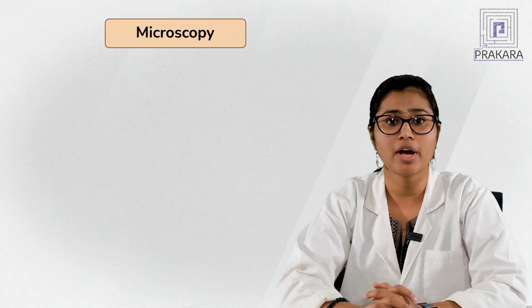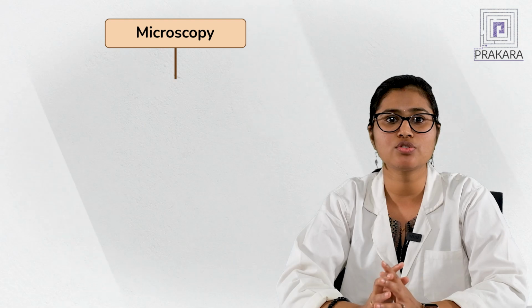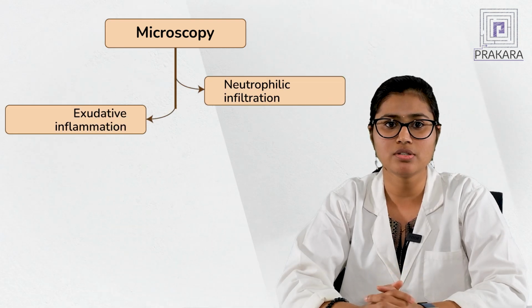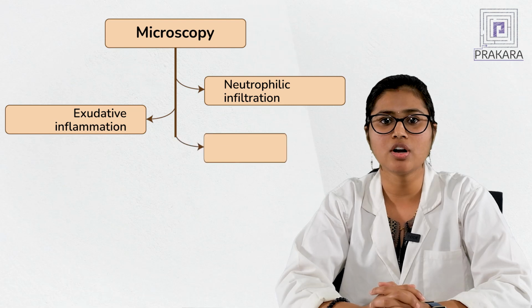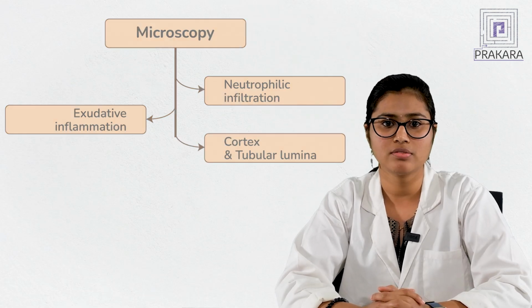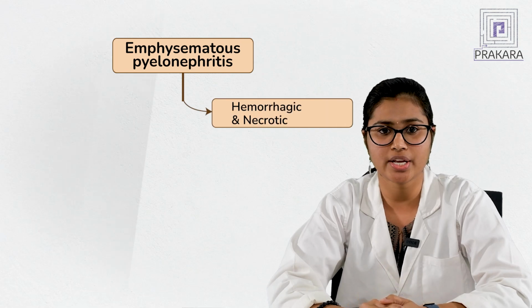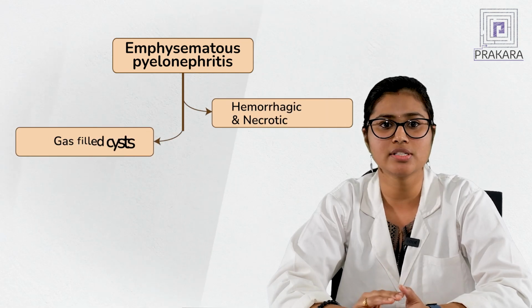Now coming to microscopy of pyelonephritis, we can see neutrophilic infiltration and exudative inflammation, neutrophilic infiltration in the cortex and tubular lumina. In emphysematous pyelonephritis, we see hemorrhagic and necrotic areas and scattered gas-filled cysts.